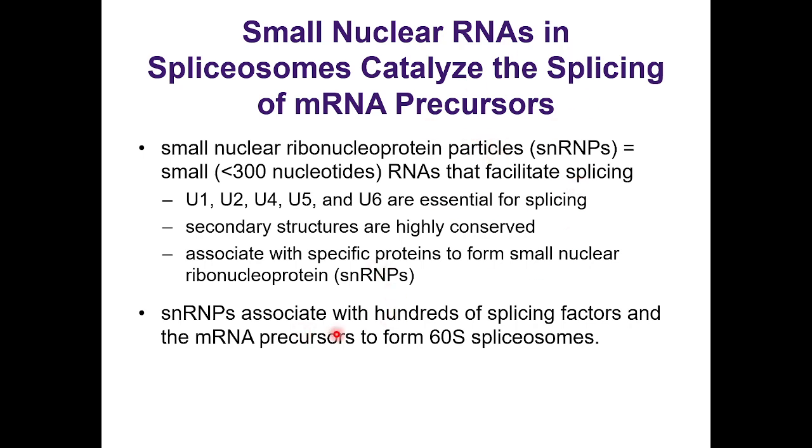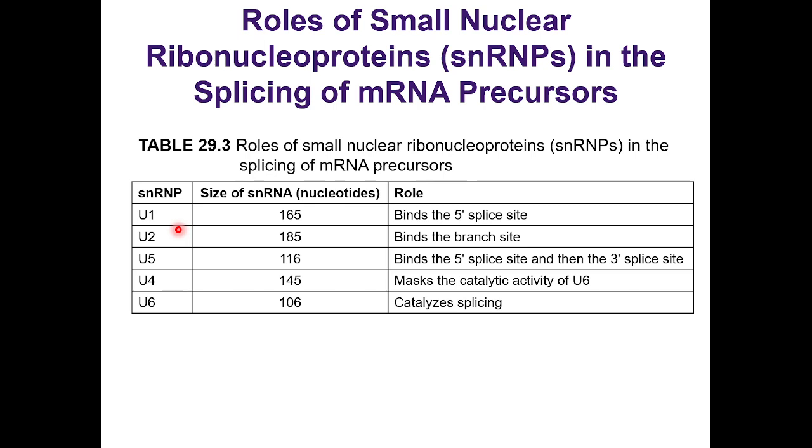Yeah. So the snRNPs are going to be associated with hundreds of splicing factors and the mRNA precursors to form the 60S spliceosomes. So right here we have the U1, U2, U through U6. These are the size of the snRNA. And again, those will be the nucleotides. These will be the small fragments that we have. These will be the specific roles.